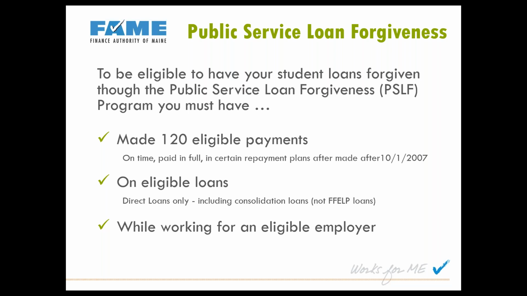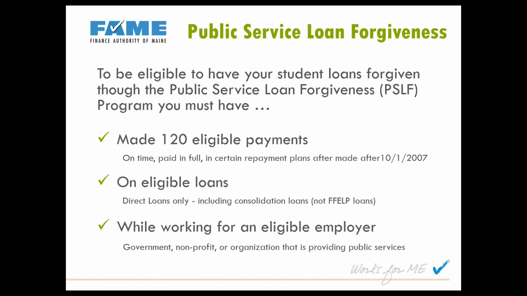You need to be making these eligible payments on eligible loans while working for an eligible employer. What does that mean? That's government, not-for-profit, or an organization that is providing public services. So I'm going to get into that. So if you make a payment in the right repayment plan on time, paid in full, while working full-time for a government, nonprofit, or public service agency on your direct loan, that payment is one payment that counts towards your 120. After 120 of those, whatever's left on your loan is forgiven. I would like to point out that in this program, anything that is forgiven is not put on your tax return. It is not considered taxable income.